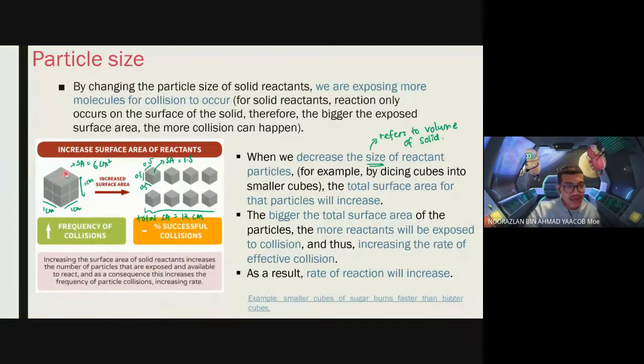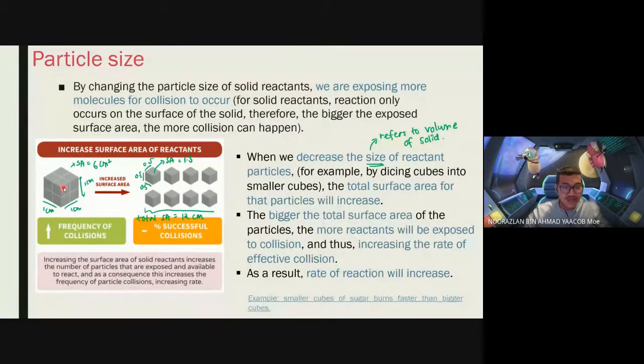Jadi kalau kita tengok, by splitting it into half on each surface, kita increase the total surface area by double. Okay. Jadi reaction untuk yang ini lagi cepat. Okay. So kalau contohnya kita ambil gula, okay, kamu boleh tengok video tentang reaction ni dekat YouTube.